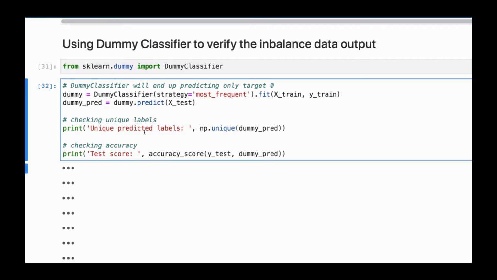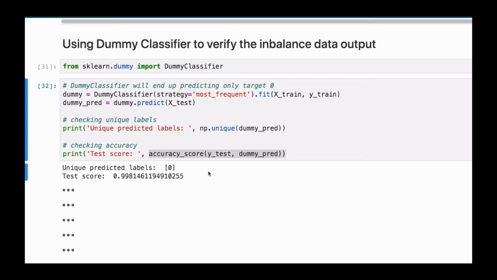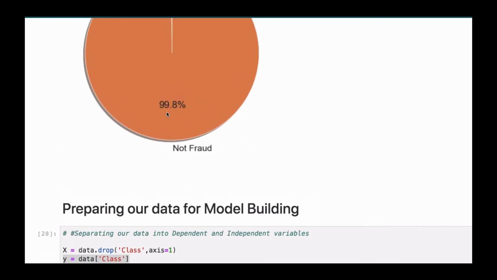Then after that we can check the unique predictions that it is making. You can see that this one is going to predict mostly zeros because that class is the majority, and then we check the accuracy score. If we do that, we can see that we have around 99.8%, almost 100%, just like we have over here.